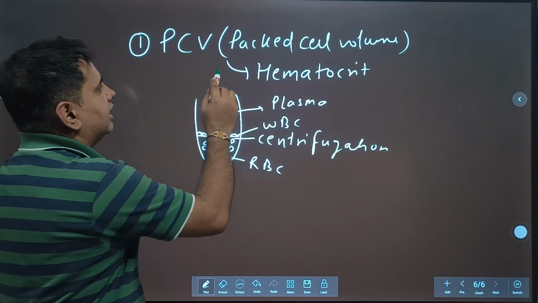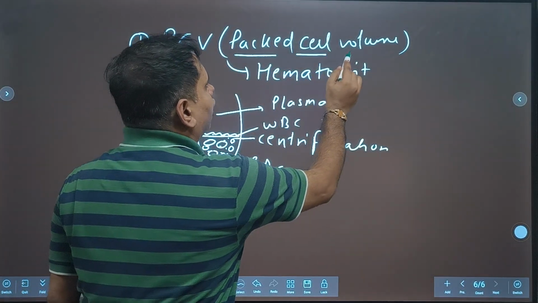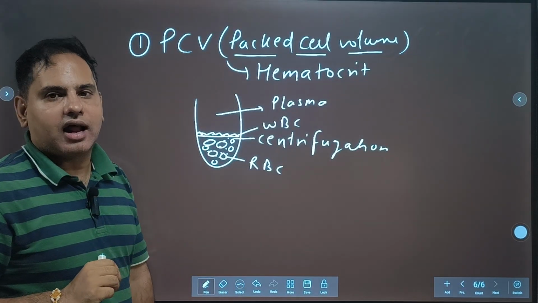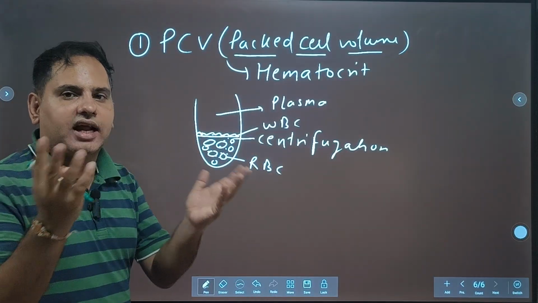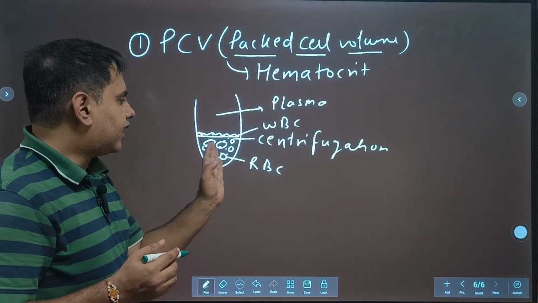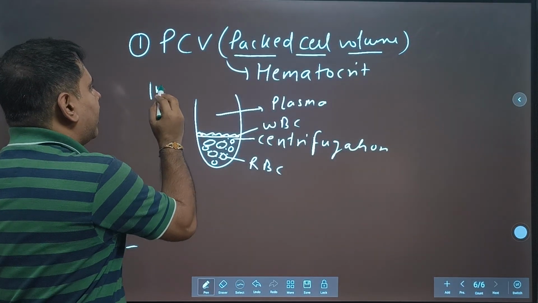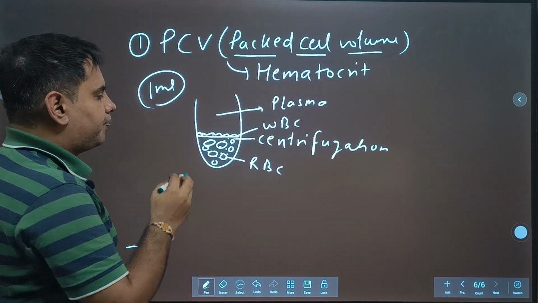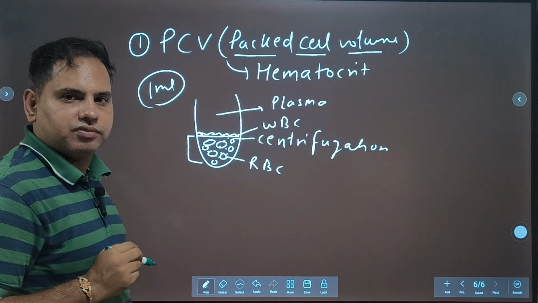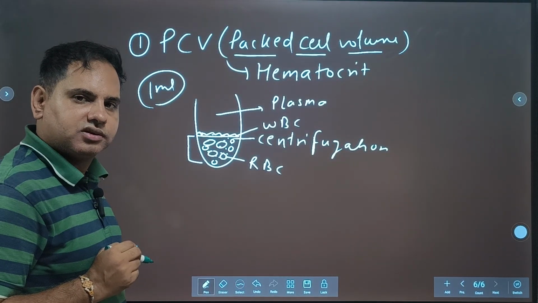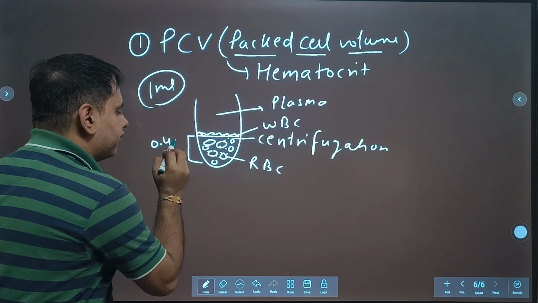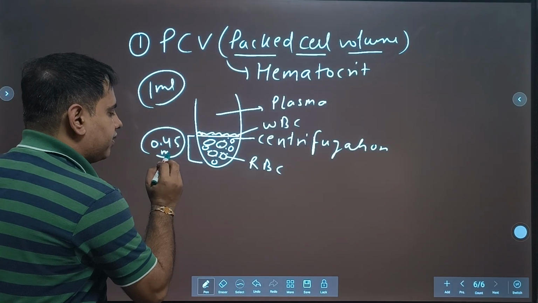सो पैक्ड सेल वॉल्यूम as its name indicates, पैक्ड और किसका वॉल्यूम है? सेल्स। So the volume which is occupied by your RBCs in a packed condition, that is what we call packed cell volume, or also we call it hematocrit, right? So if you take, for example, 1 ml blood and you have centrifuged the 1 ml blood, the packed cell volume is the volume which is occupied by your RBCs, right? So in 1 ml blood the packed cell volume is 0.45 ml in a healthy person.